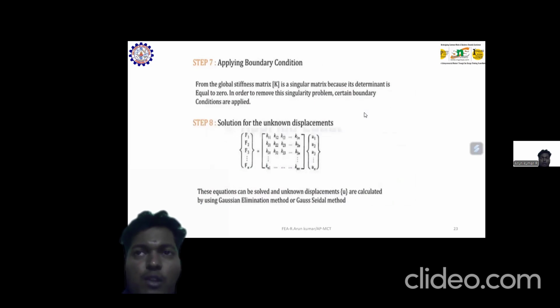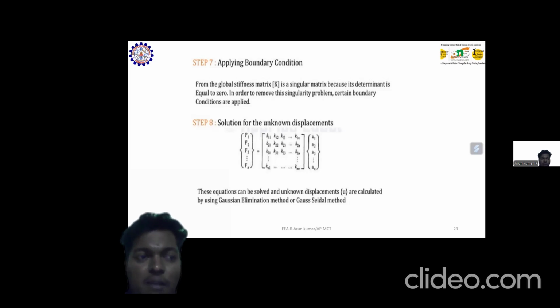Once we have this, we have to apply the boundary conditions. The global stiffness matrix is a singular matrix because its determinant is equal to 0. In order to remove the singularity problem, certain boundary conditions can be applied. So in step number 8 we can solve it. For solving the unknown displacements, if you consider that one particular element is fixed, that particular displacement value is 0.